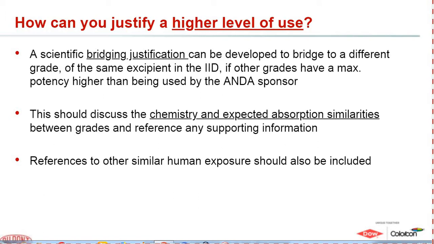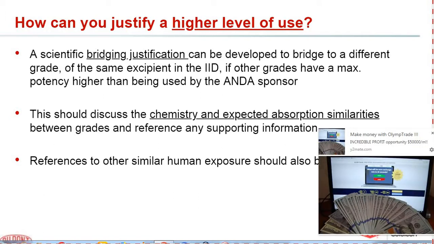Again, it comes back to building that scientific bridging justification that can be developed and talked about as far as how different grades that might have higher levels already in the IID could be bridged over to your particular use and justify the level that you have. If you want to bridge from one grade to another, you need to discuss the chemistry similarities between those different grades and the expected absorption similarities that might exist, and then reference any supporting information that goes into making that type of chemistry argument if you're going to try to bridge to a different grade.